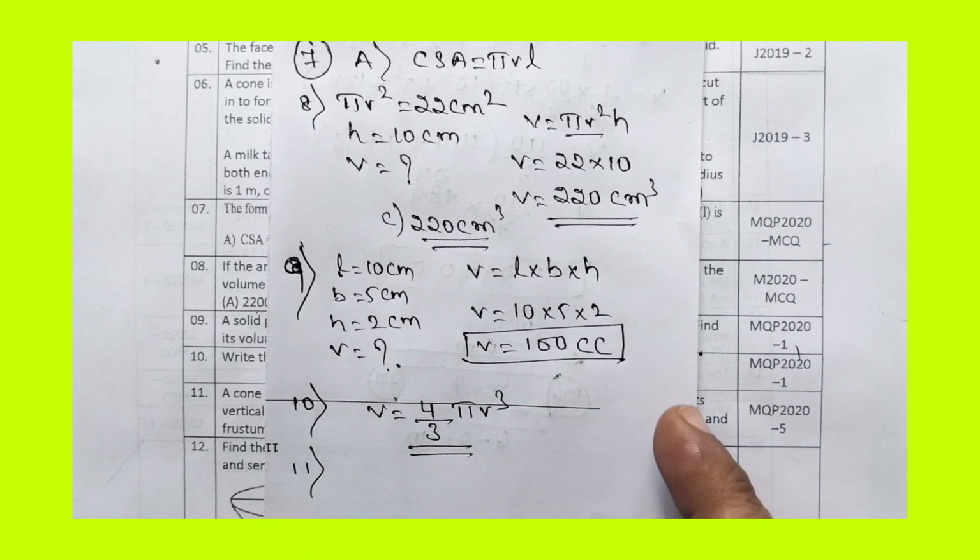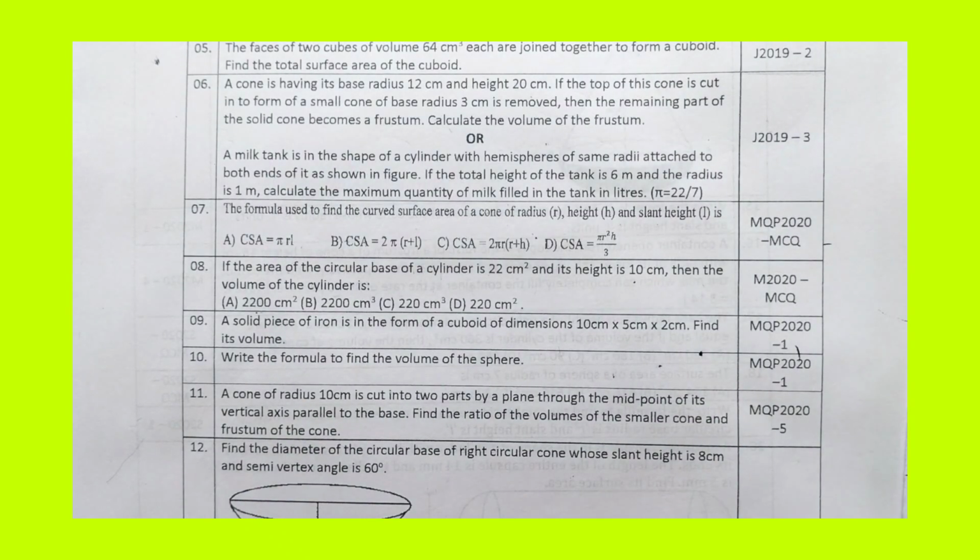Now let us move to the 11th question. The 11th question is: a cone of radius 10 centimeter is cut into two parts by a plane through the midpoint of its vertical axis parallel to the base. Find the ratio of the volume of the smaller cone and the frustum of the cone. So this is a 5 marks question. Now let us answer this question.